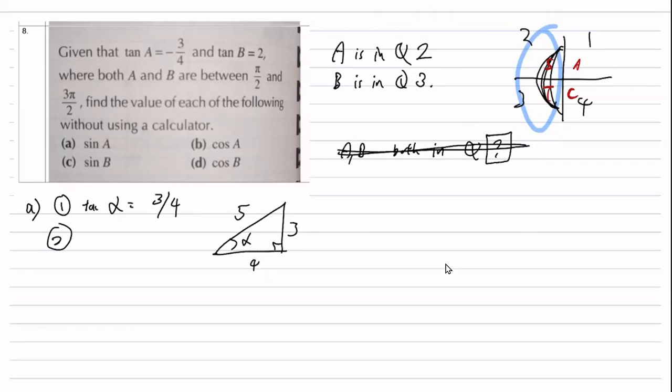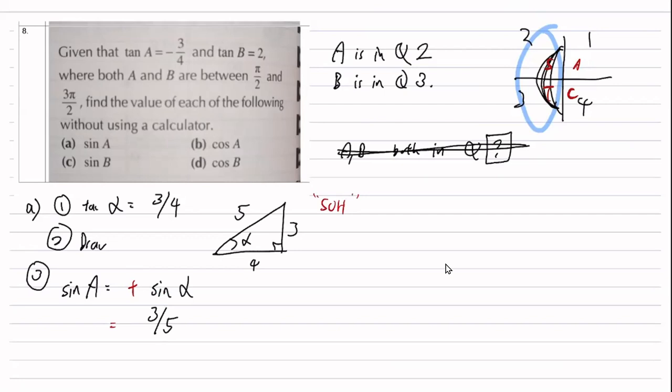Now, step 2 is to draw, already done. Step 3 is to conclude. So you can answer part A and part B now. Part A is sine of capital A, which is just sine of alpha, but what's the sign? The sign is positive. Yes, correct. Then you get sine alpha, which is opposite over hypotenuse, 3/5.